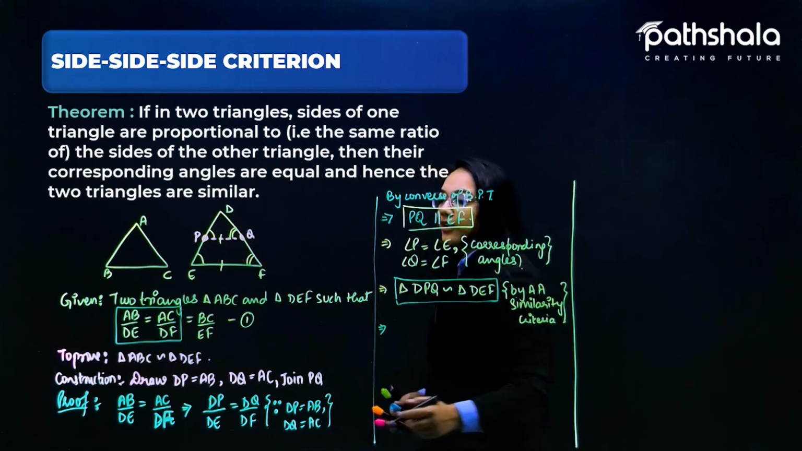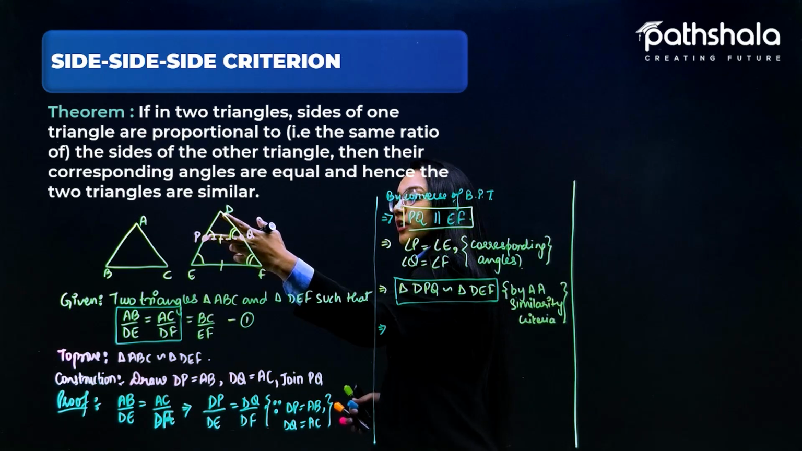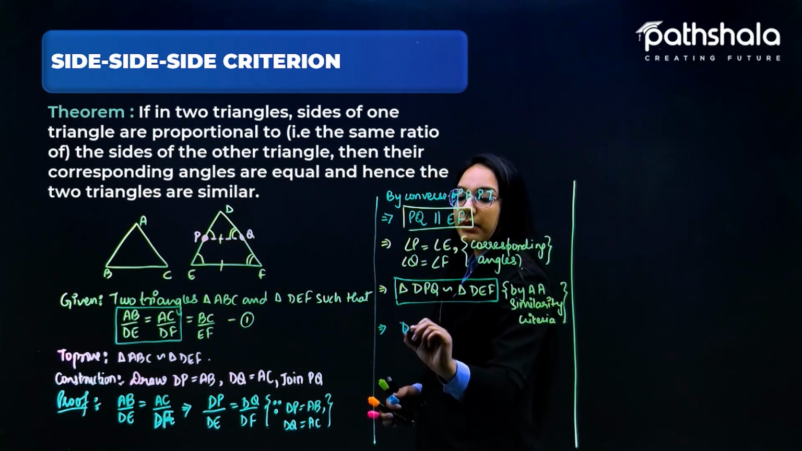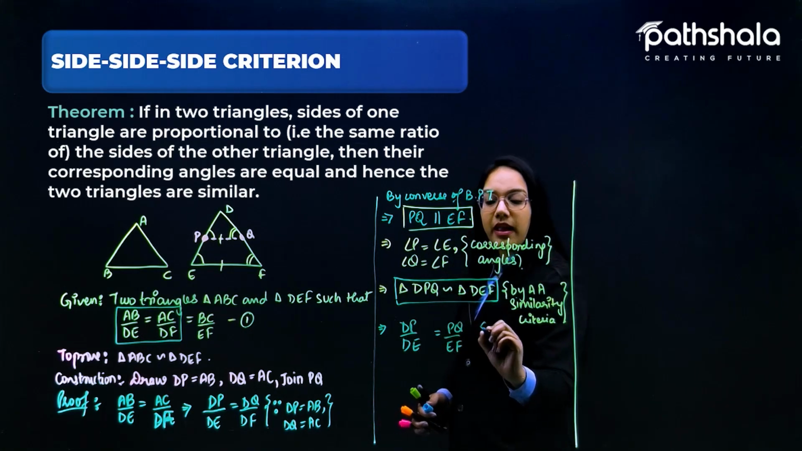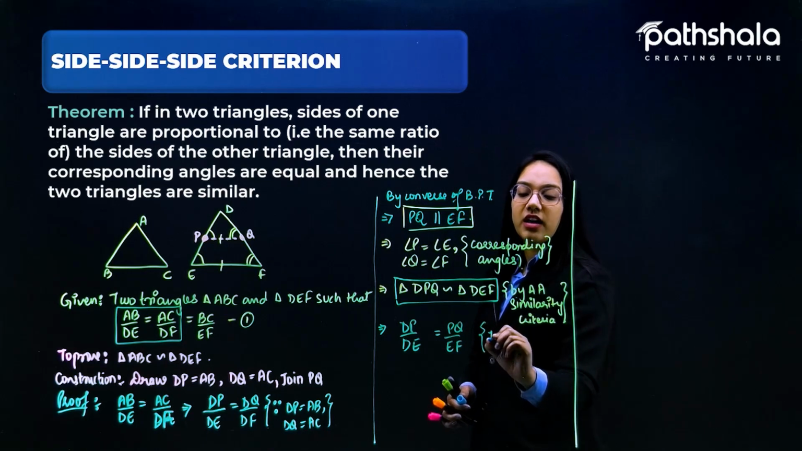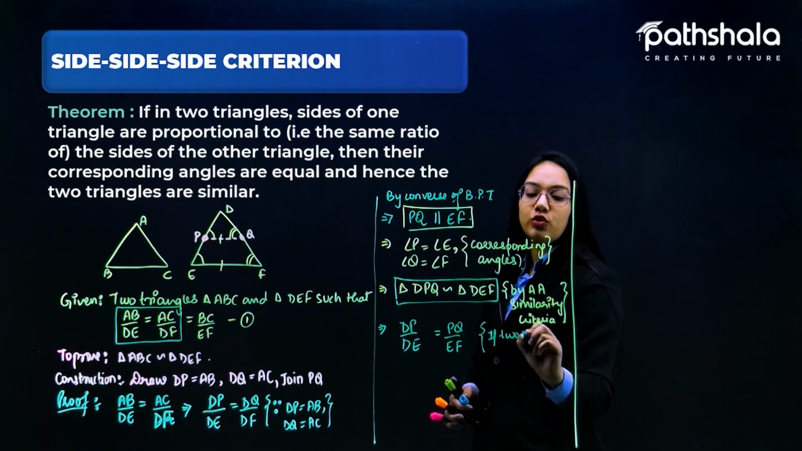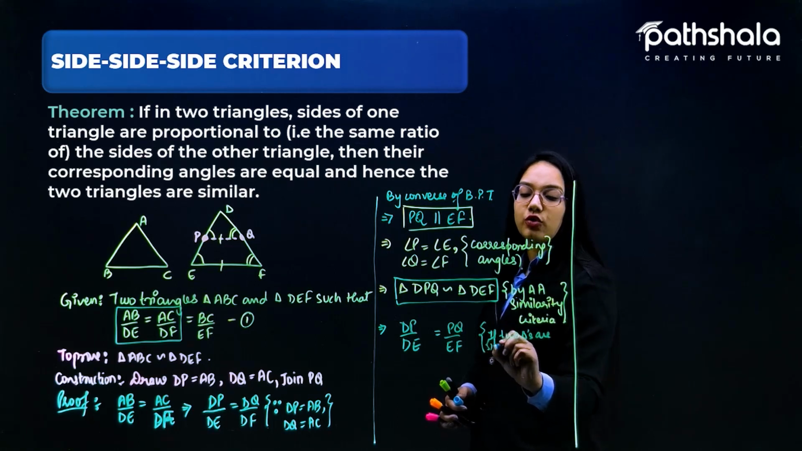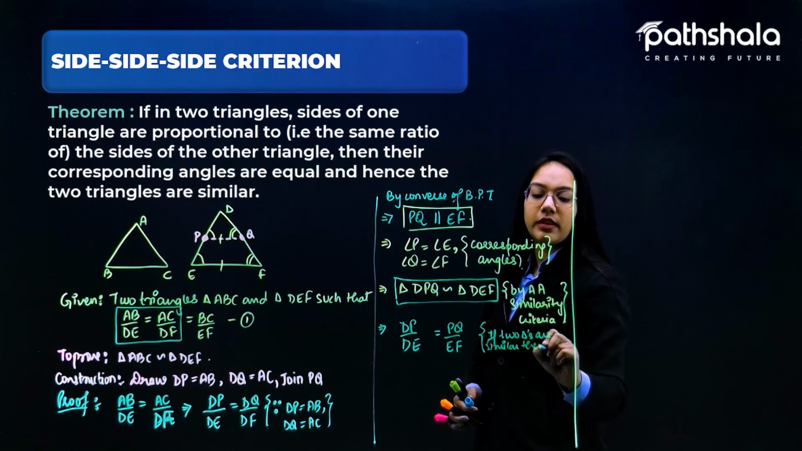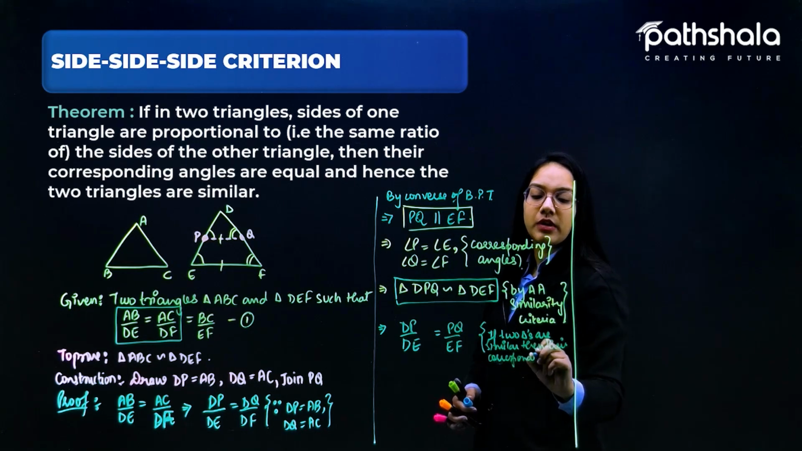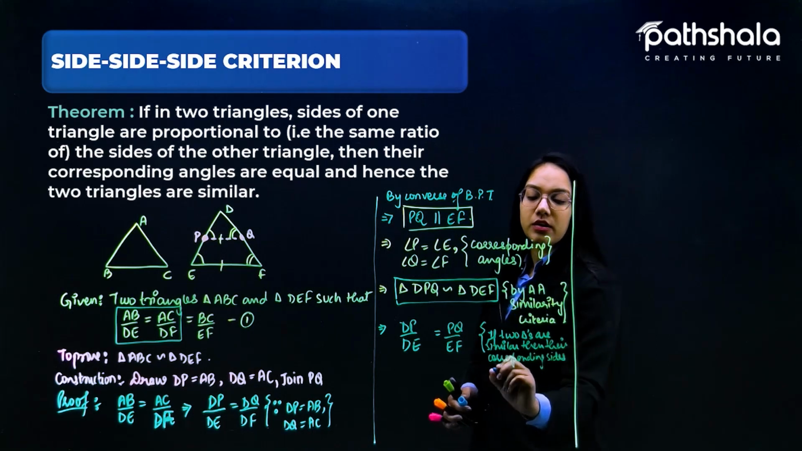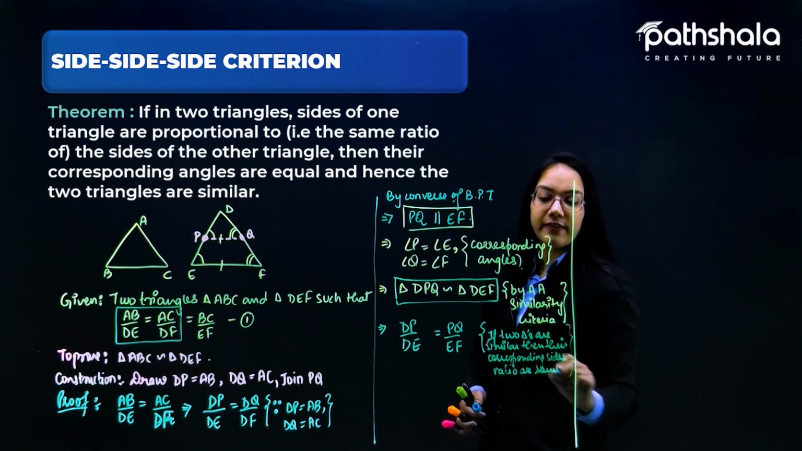It implies that we can write DP by DE is equal to PQ by EF. We can write this by the criterion that if two triangles are similar, then their corresponding sides' ratios are the same. So using this fact we can write this.